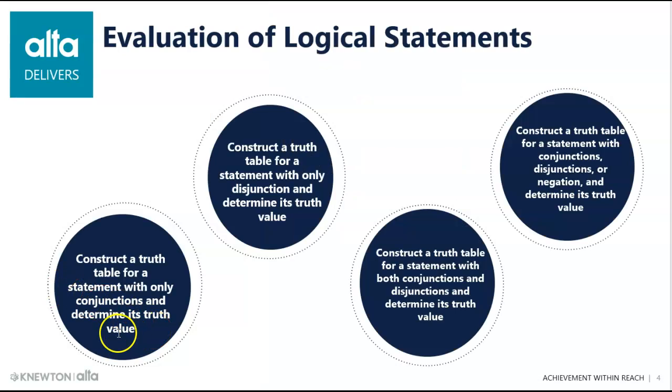So we're going to look at constructing what they call a truth table, with only conjunctions and with only disjunctions, and determine the truth value. Then in the second part of the video, we'll get into using both, and using three statements together. The first part of the video, we'll see only two statements put together.